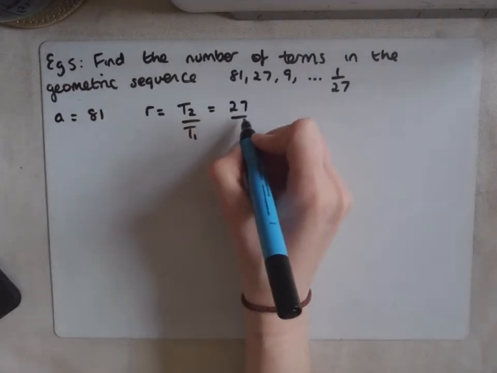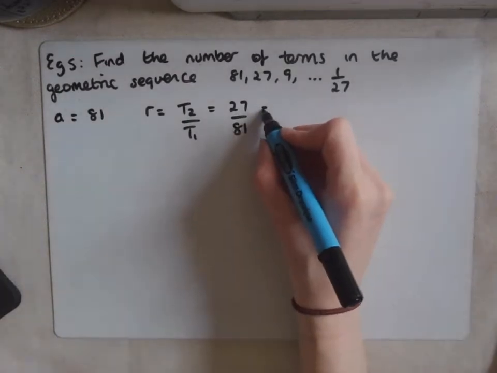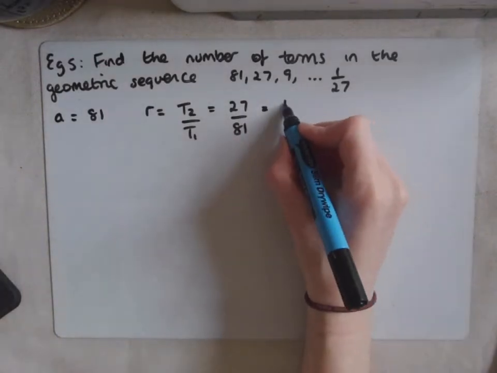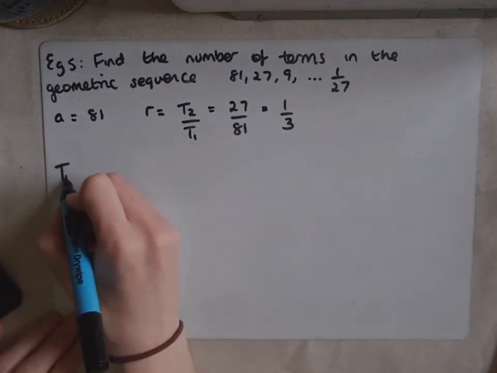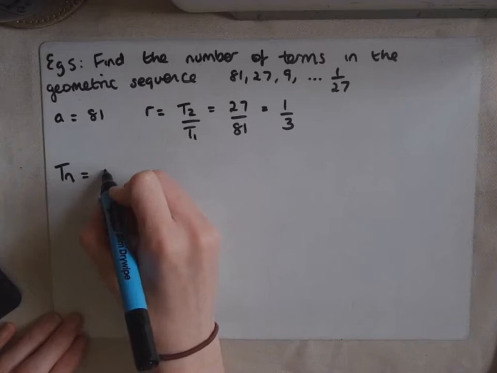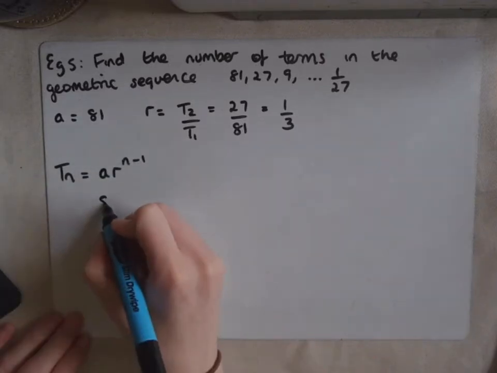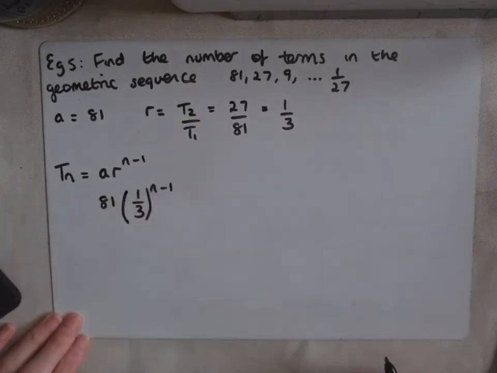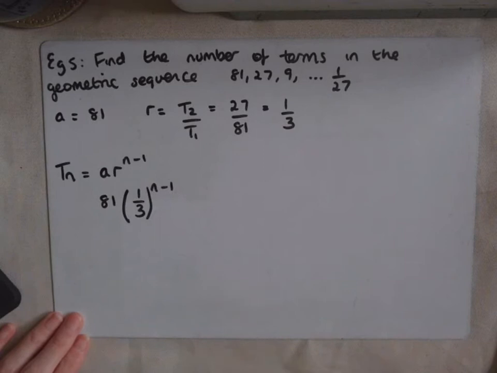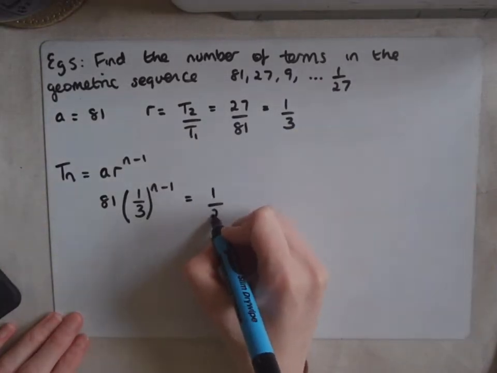So 27 over 81, which is a third. Then we go for our Tn formula. So that's A R to the power of n minus 1. So 81 by a third to the power of n minus 1. And we want to know what term number is 1 over 27, so put that equal to 1 over 27.